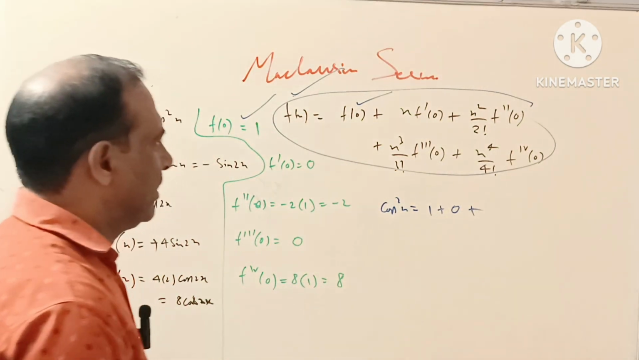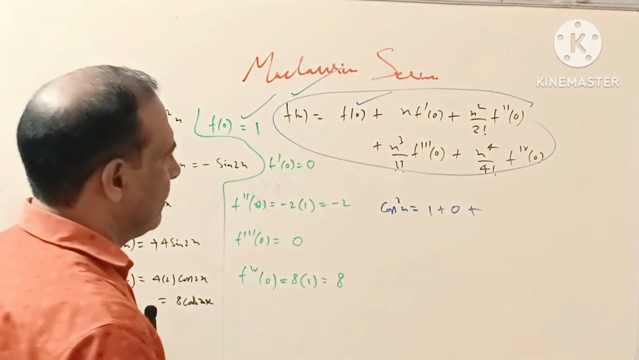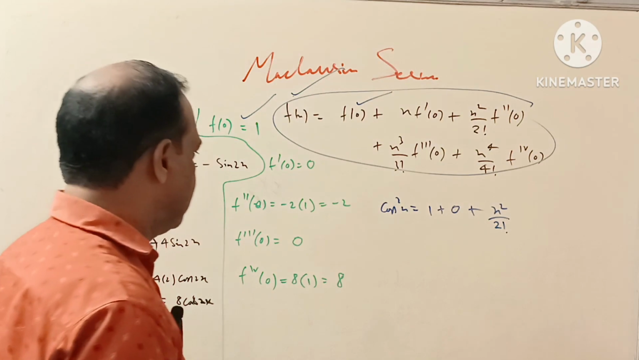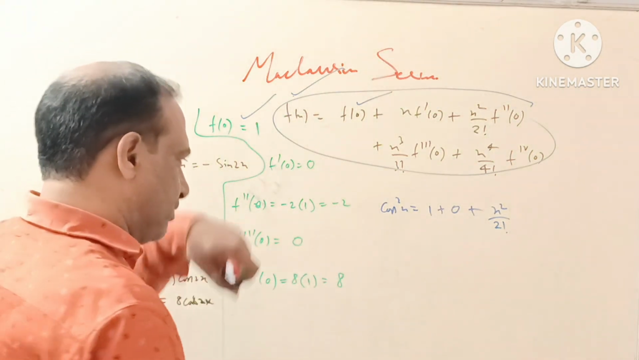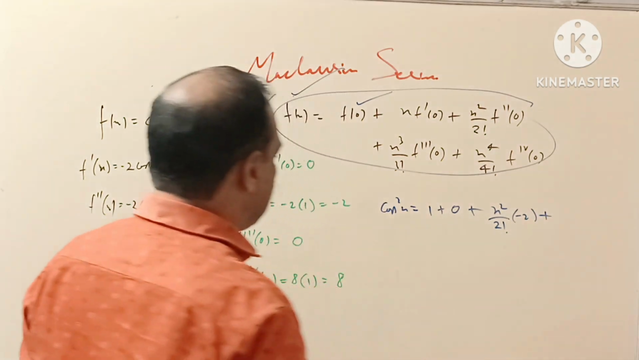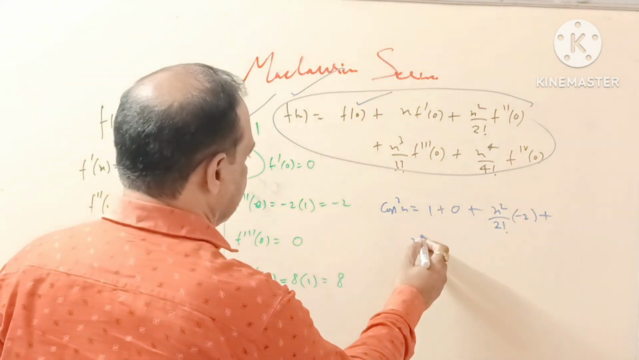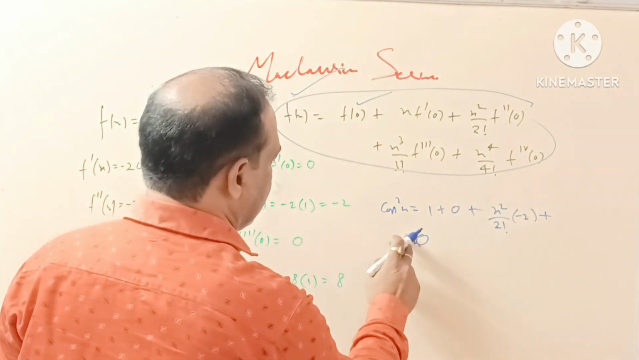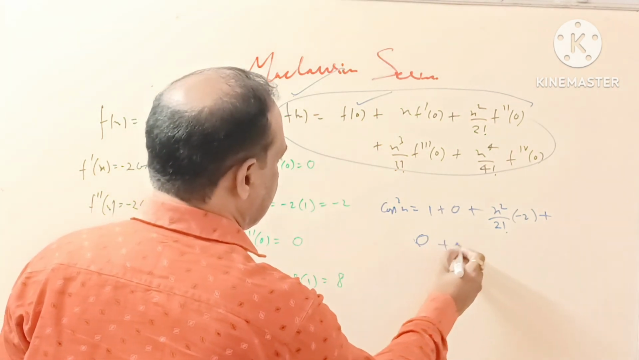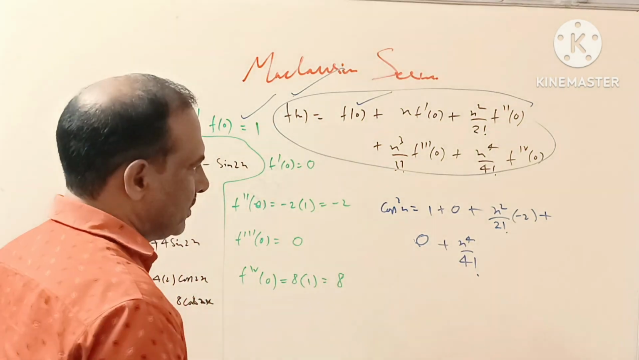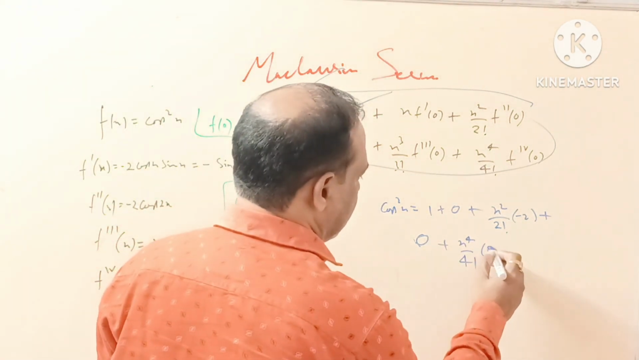Then comes x square over 2 factorial, and here the value of f''(0) is minus 2. I have to put it as minus 2. Then comes x cube over 3 factorial, and it is 0, then it is again 0. And for the fourth term, I will have x power 4 over 4 factorial, and this is 8. This 8 will be here.